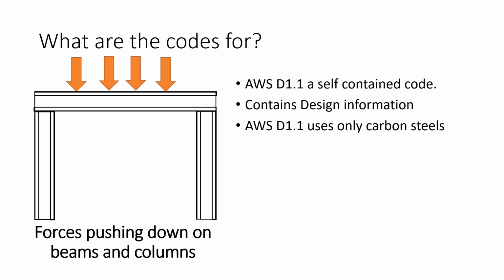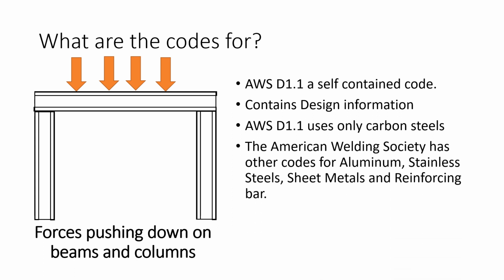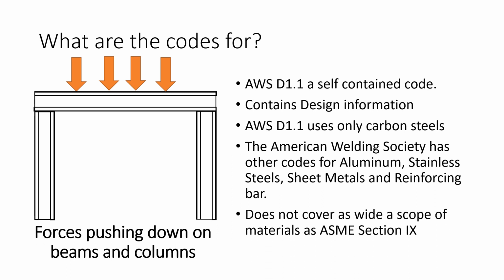AWS D1.1 uses only carbon steels. And there are other codes written by the American Welding Society that, as I have stated, are for aluminum, stainless, sheet metal, sheet steel, and reinforcing bar. These codes don't cover as wide a scope of materials as ASME Section 9.